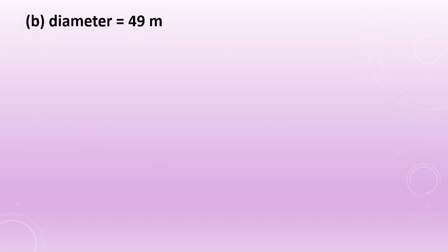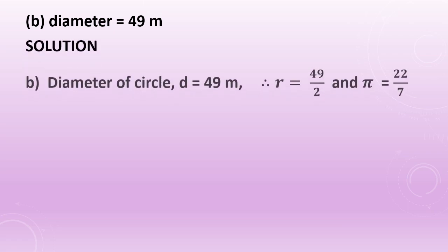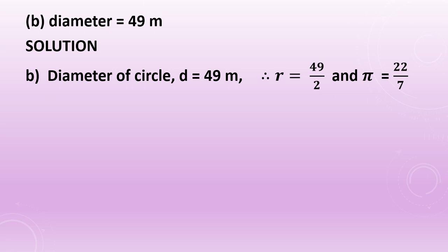Next, B. Diameter is given, 49 meter. Children, here we have to find the area of the circle. If the diameter is given, we are not able to find the area directly. To find the area of the circle, we need to know the radius. So here the diameter is given, so we can find the radius by dividing the diameter by 2. So radius equals 49 upon 2 and pi equals 22 upon 7. Do you remember the formula of the area of a circle? Yes, it is pi r square.